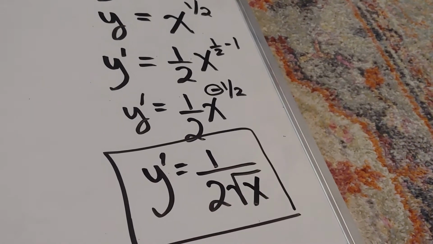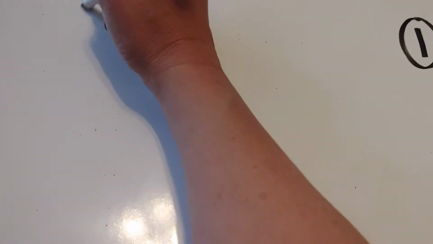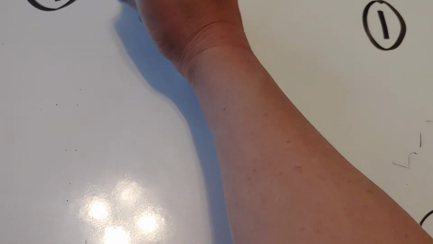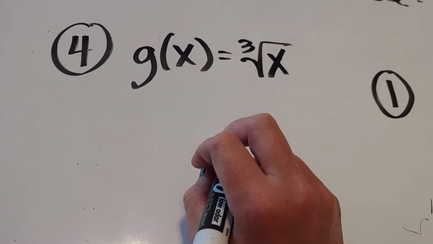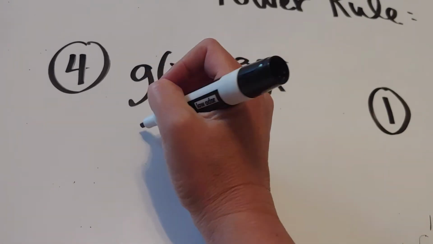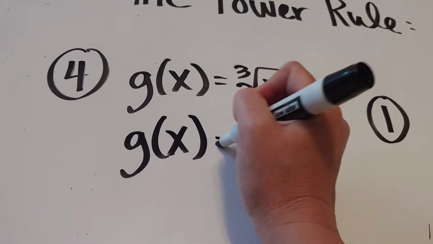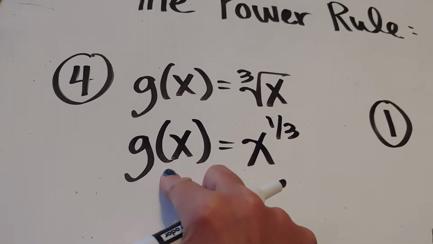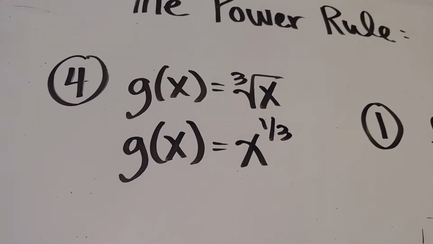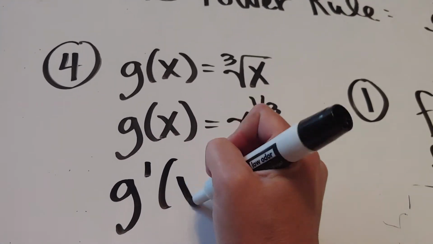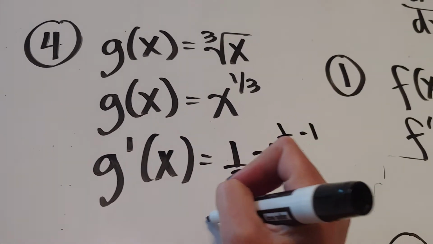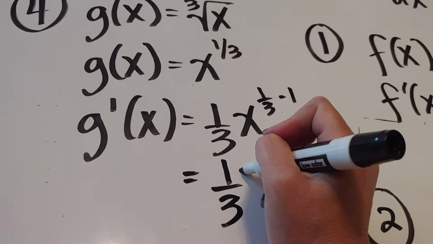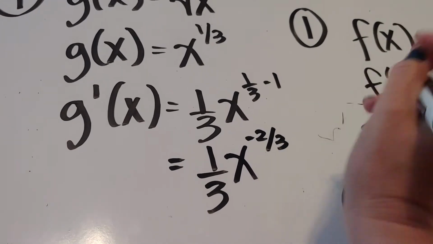All right, let's do two more quick examples. So let's come over this way. If I had g of x equals the cube root of x, the cube root is the same thing as x to the 1/3, so I'm still writing the original function as x to the 1/3. Now I'm going to take the derivative using the power rule. So 1/3 x to the 1/3 minus 1. 1/3 minus 1 is the same thing as x to the negative 2/3.